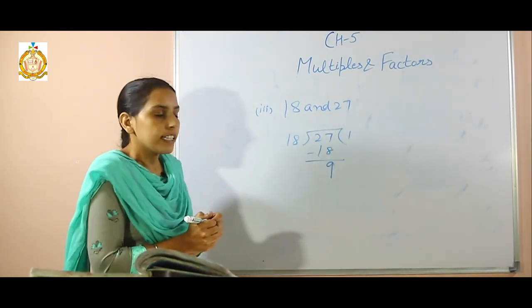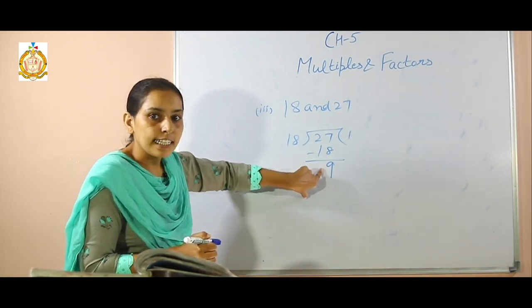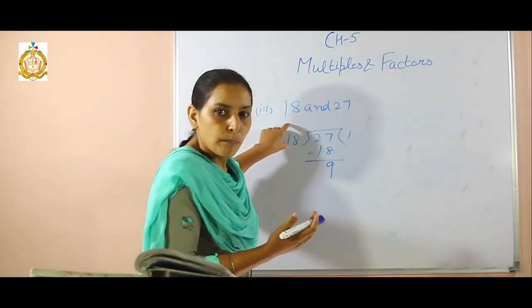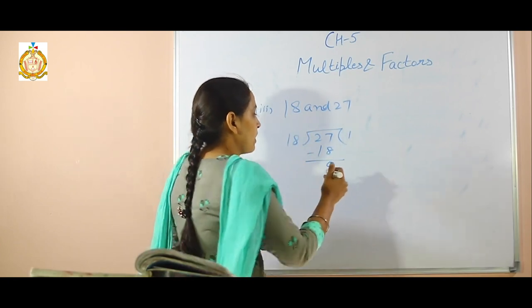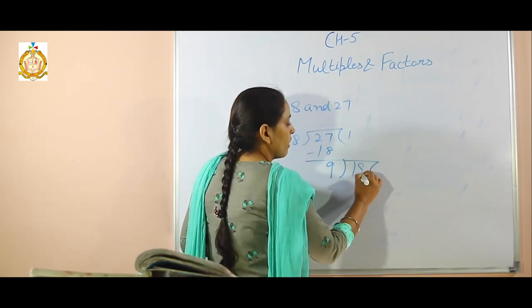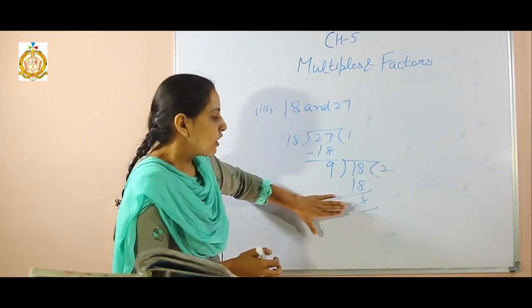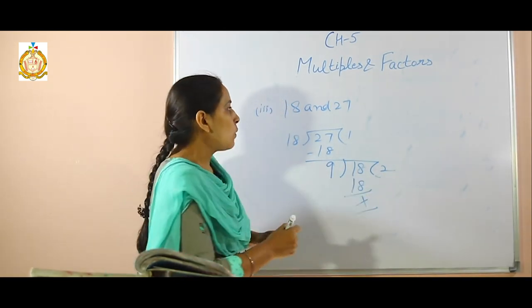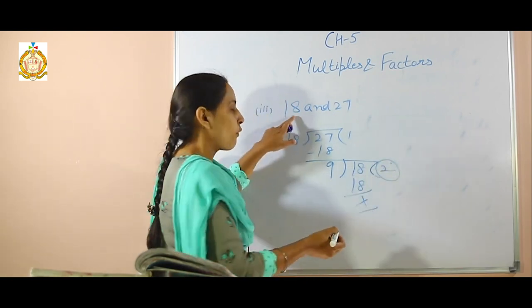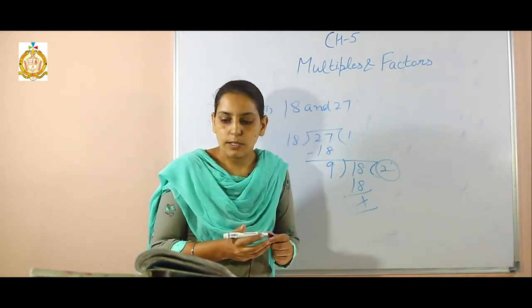Now students, 9 is the remainder. Take 9 as the divisor and the previous divisor as the dividend. 9 twos are 18. Now again, students, there is no remainder. So 9 is the HCF of 18 and 27.